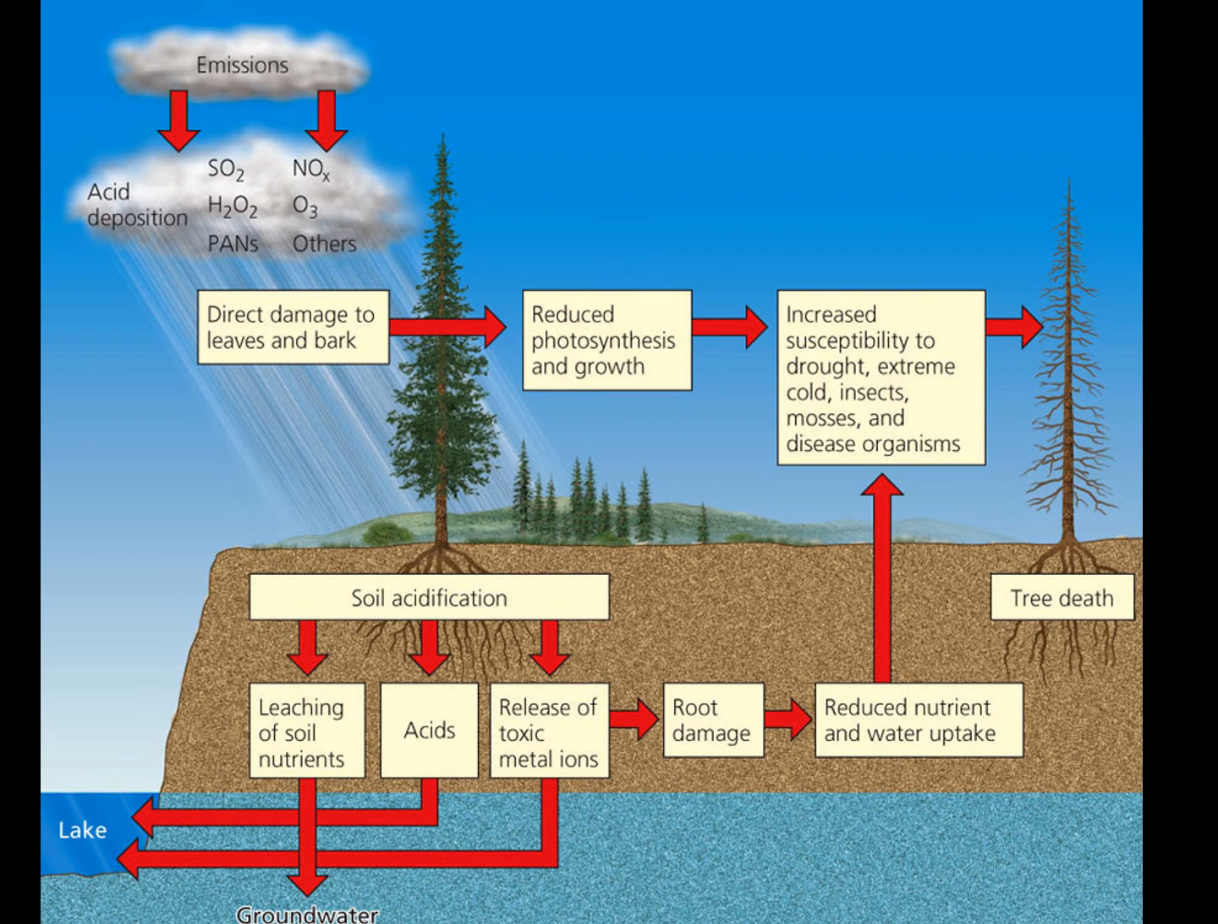Lime neutralizes acid, so adding it to the soil raises the pH to something more neutral, but it's not quite possible to add lime to everywhere in the world that's affected by acid rain.